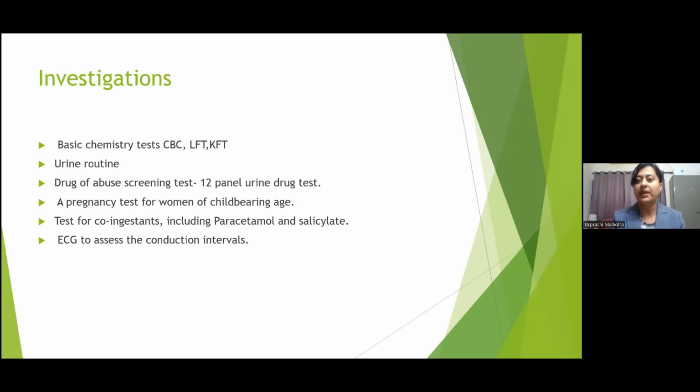It's not likely that a patient who has taken an antipsychotic drug has taken only that drug. He must have taken some mixed drugs also. So we have to test for co-ingestions, including paracetamol and salicylate. And an ECG to assess conduction defects, wide QRS complex, QT prolongation, or ventricular arrhythmias.